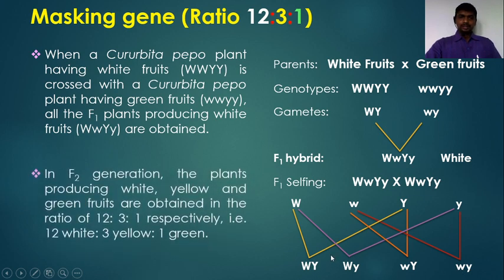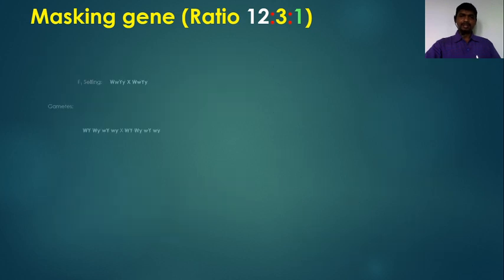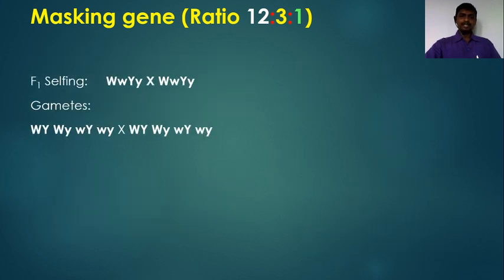In the F2 generation, when F1 hybrids are self-pollinated, the plants produce white, yellow and green fruits in the ratio of 12:3:1 respectively. That means 12 white, 3 yellow and 1 green. This happens because of the fusion of the gametes of the F1 individuals. These F1s are allowed to self-pollinate. The gametes produced are capital WY, capital W small y, small w capital Y, small w small y. Similar types of gametes are also produced by the female parent.